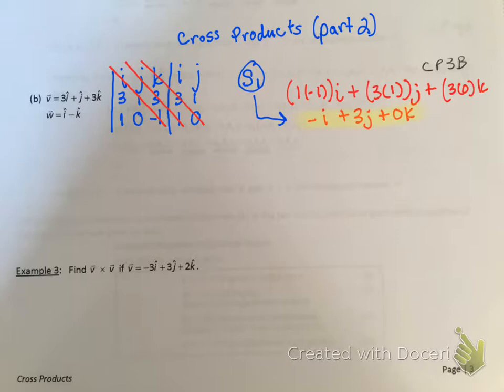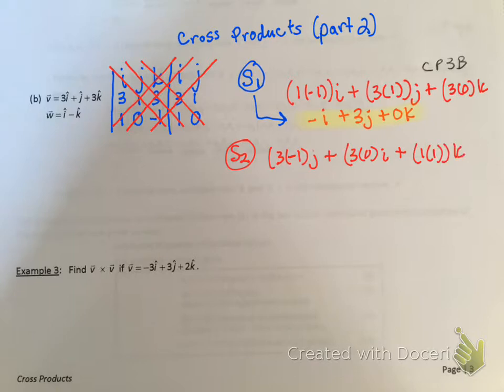So this time around, I'm working right to left, so I'm going to do J first. So J is 3 times -1, plus I is 3 times 0, plus K is 1 times 1. Okay, so I get -3J plus 0I plus K. Okay, and that is the answer to sum 2.